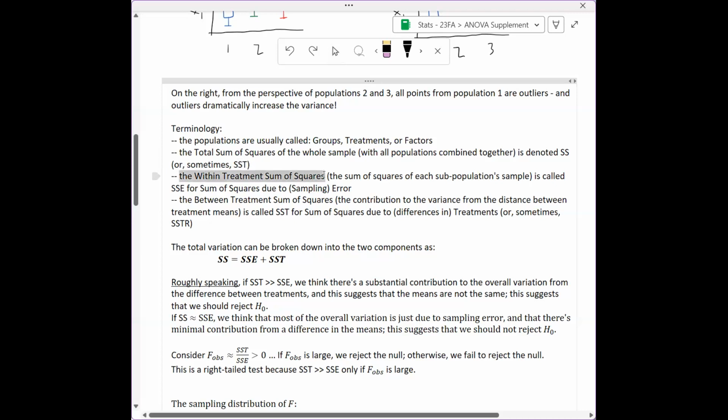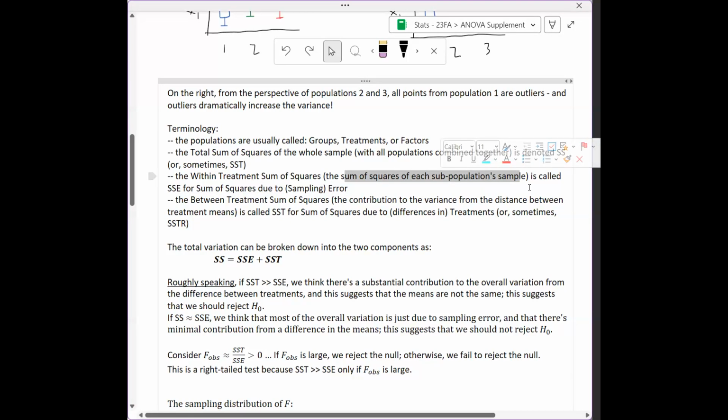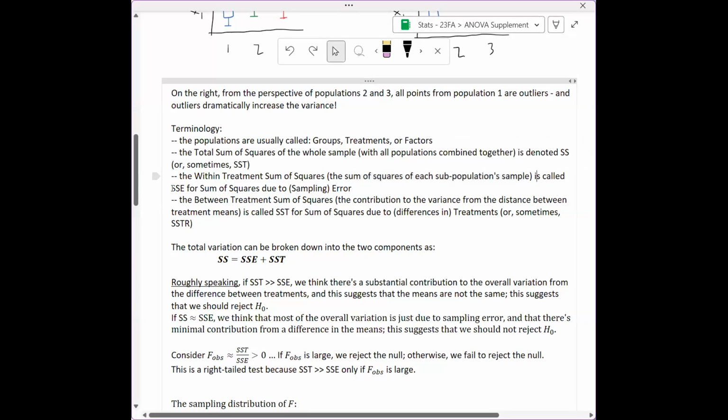There's the within group or within treatment sum of squares. So within each sample, there's a sum of squares, the sum of squares of each subpopulation sample or each group's sample. And we call that SSE for sum of squares due to error, or in other words, due to sampling error. There's always going to be some variation just due to sampling error, even if the means are the same.